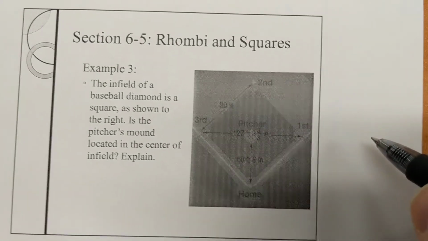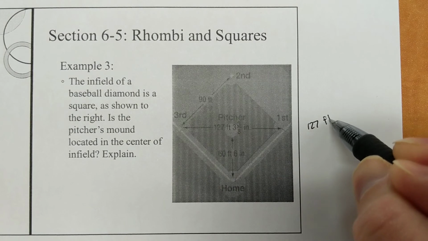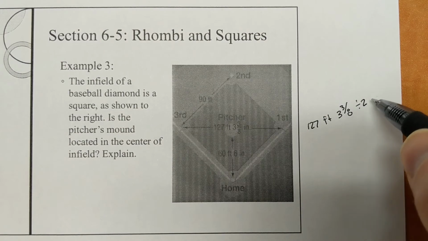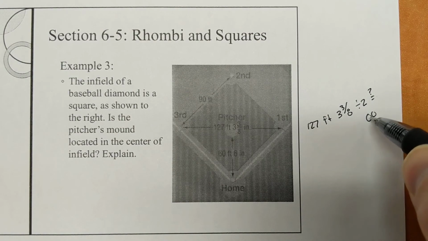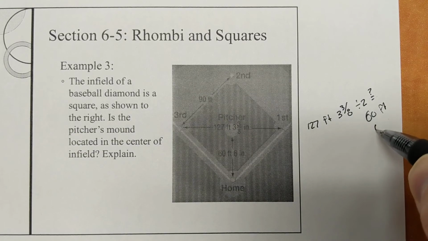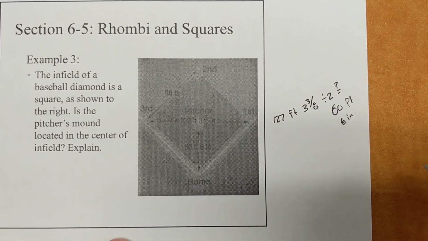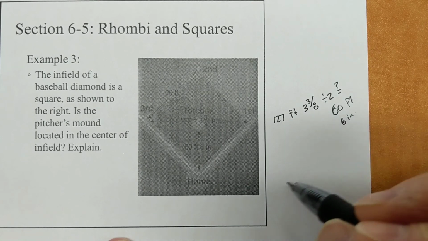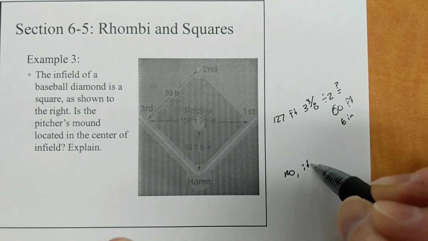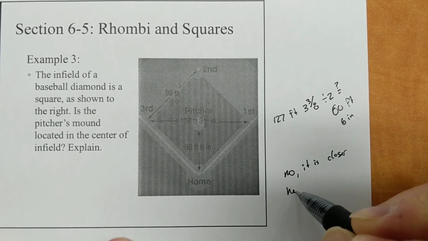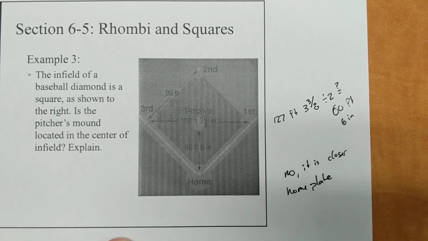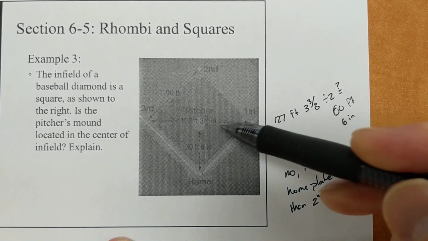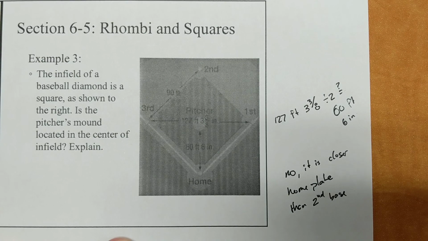So I can take the 127 feet 3 3/8 inches and divide by 2, and does that equal 60 feet 6 inches? Well, you don't even really have to do the math, because 60 feet is half of 120, and that's 127. So no, the pitcher's mound is actually closer to home plate than second base. So it's actually shifted slightly towards home as opposed to being dead center. And that's the end of the section.